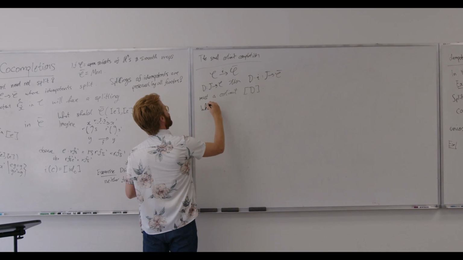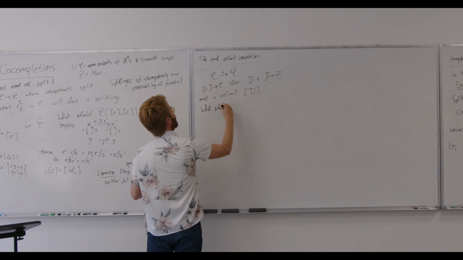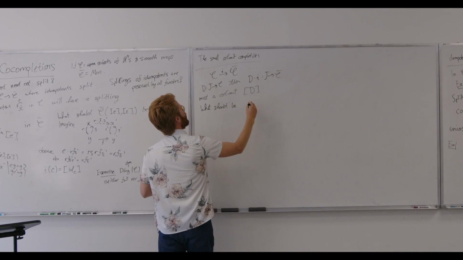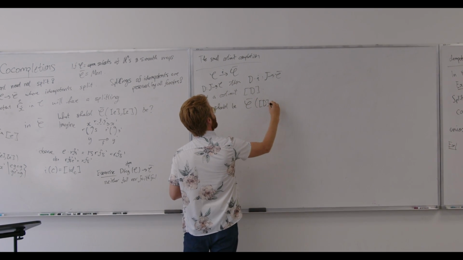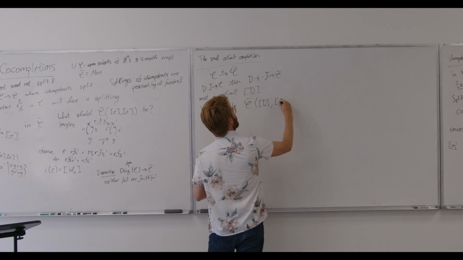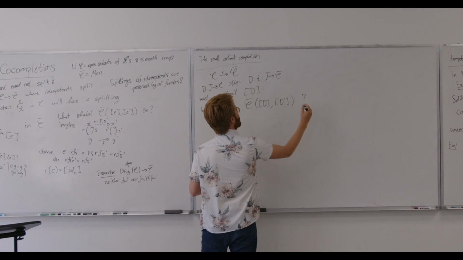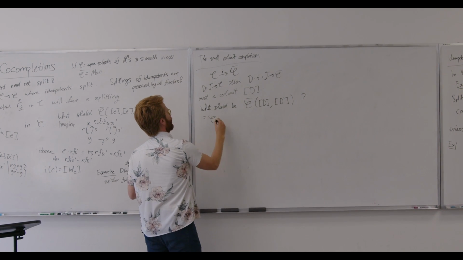What should be the HOMs between two such formal colimits? Okay, so this is.